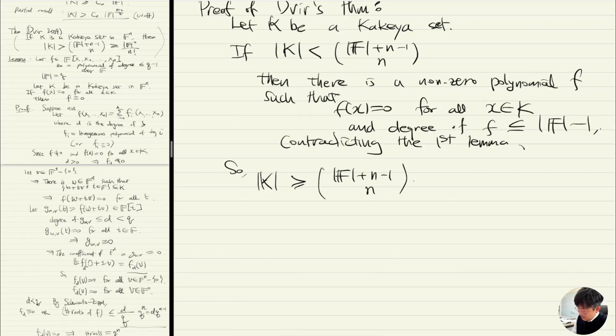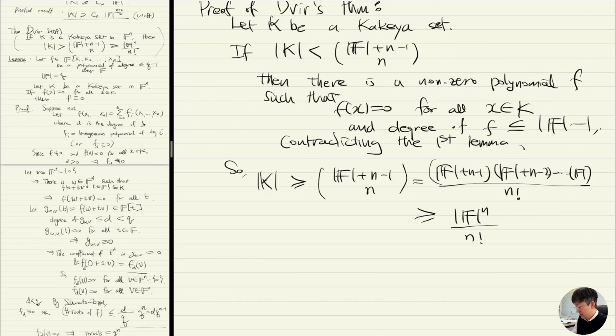And it's easy to see that this is q plus n minus 1, q plus n minus 2, down to q, so you subtract n times, divided by n factorial. So this is obviously at least q to the n divided by n factorial. So that's the proof. It's a very simple proof. On the one side, we prove that there's no non-zero polynomial which is 0 completely on the Kakeya set. On the other side, for any small set, you can find a polynomial which is 0 on that set. Okay, that's it.